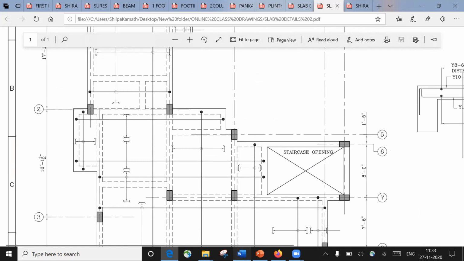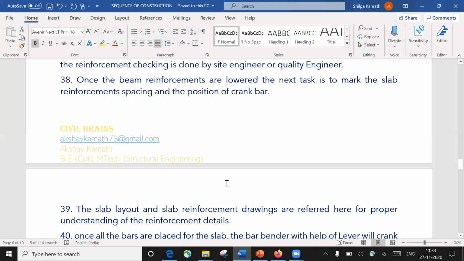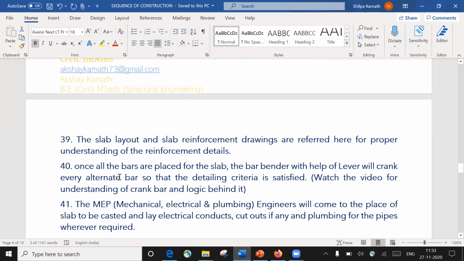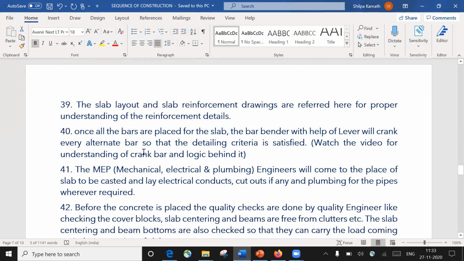So a bar bender and a site engineer know that better. Based on that we are going to do that, right? Yeah. So the slab layout and the slab reinforcement drawings are referred to here for proper understanding of the reinforcement details. Once all the bars are placed for the slab, the bar bender, with the help of a lever, will crank every alternate bar so that the detailing criteria is satisfied.